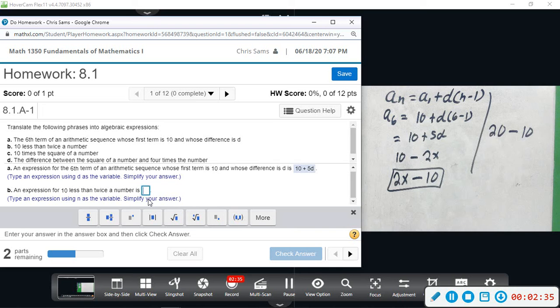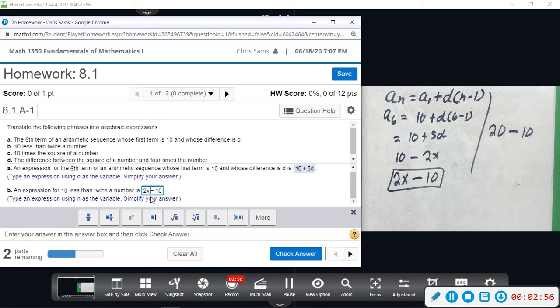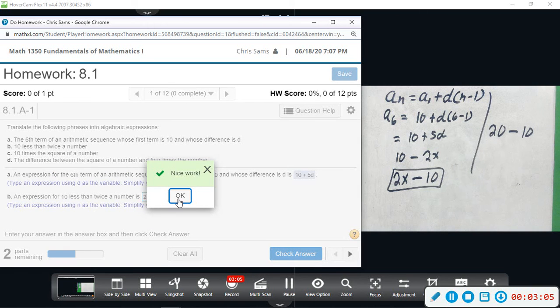Okay, 2x minus 10. 10 less than twice a number. Do they say expression for 10 less twice a number? Use N as a variable. Okay, so that's what I was looking for. They want us to use N instead of X. So 2N instead of 2x. I'm normally used to using X, but it says to use N, so be careful.